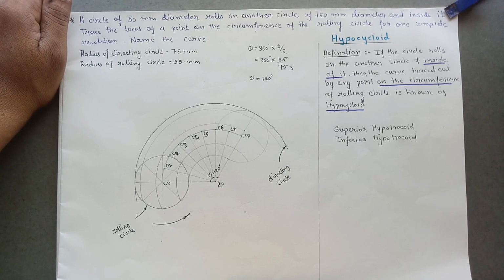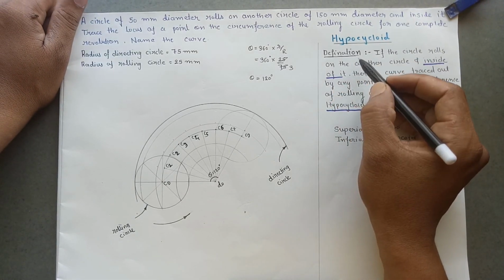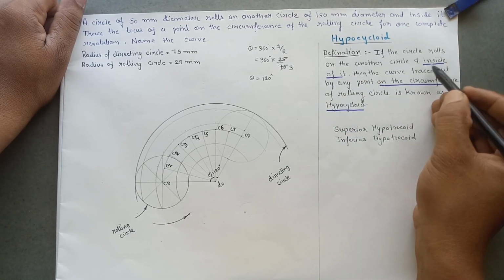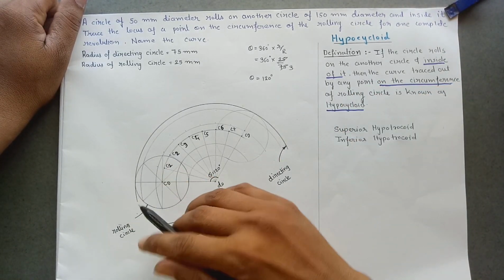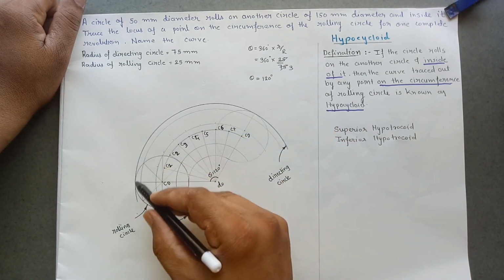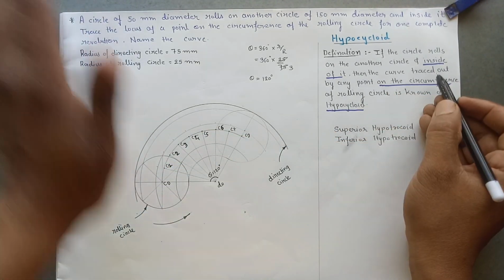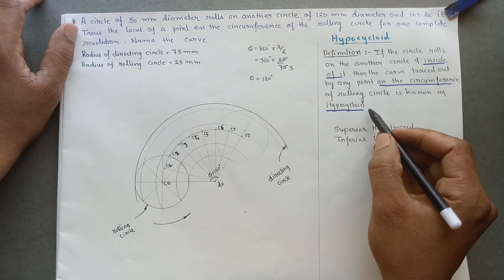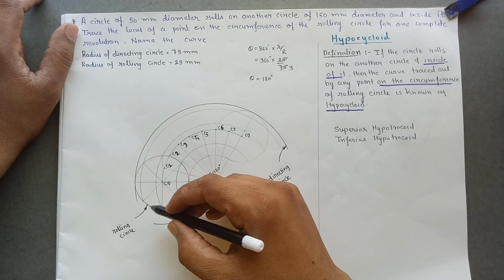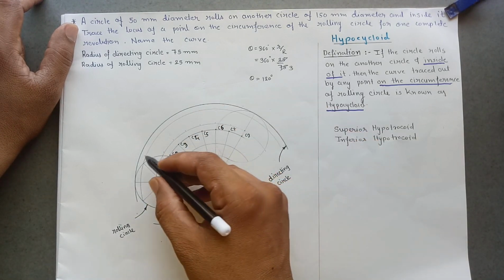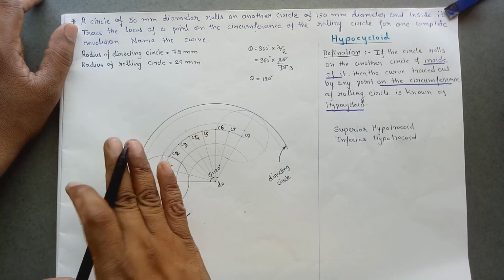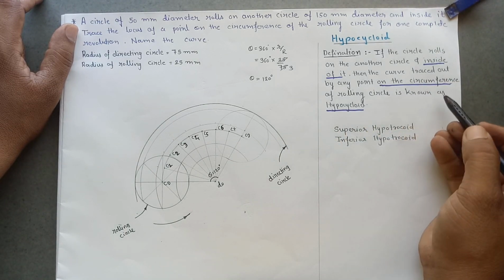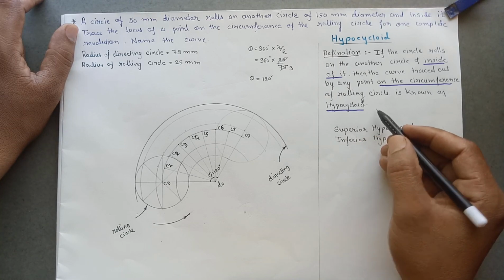Now hypocycloid. Now let us discuss the definition of the hypocycloid. If a circle rolls on another circle and inside of it, then the curve traced out by any point on the circumference of the rolling circle is known as hypocycloid.